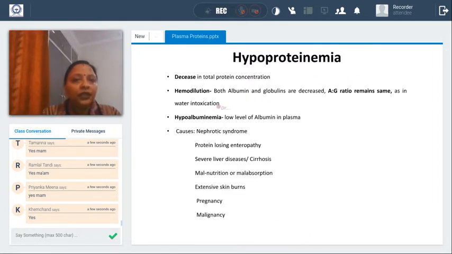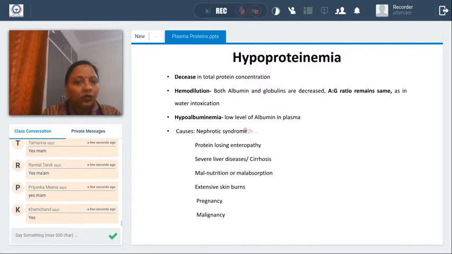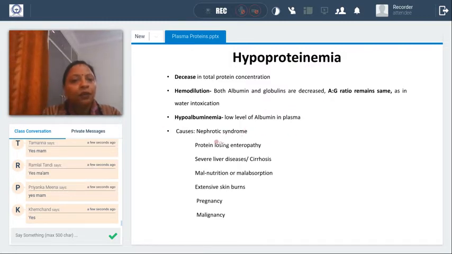What is hypoproteinemia? A decrease in total protein concentration. We have just read that it is present in hemodilution. Both albumin and globulins are decreased, but the AG ratio remains the same. We will discuss this AG ratio later, as in water intoxication. Hypoalbuminemia is a low level of albumin in plasma. Examples are nephrotic syndromes, protein losing enteropathy, severe liver diseases like liver cirrhosis, malnutrition or malabsorption, extensive skin burns, as I just told you, pregnancy, and various malignancies.